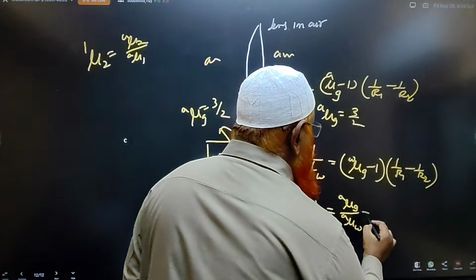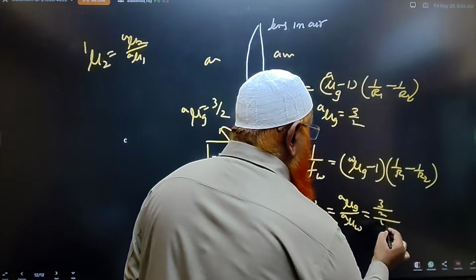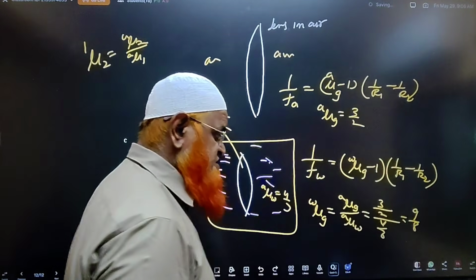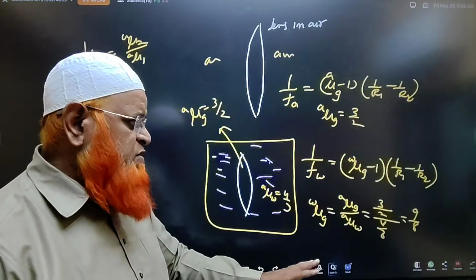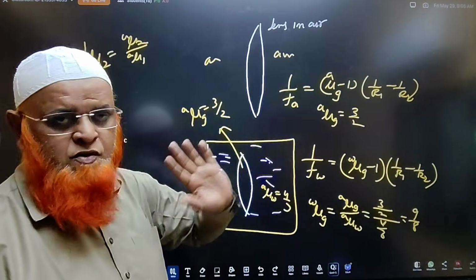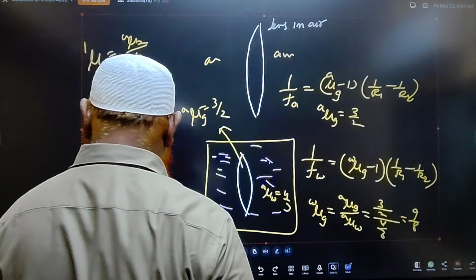So the refractive index of glass with respect to air is 3 by 2. Water with respect to air is 4 by 3. So 3 threes are 9, 4 twos are 8, giving 9 by 8. The refractive index of glass with respect to water is 9 by 8. And this one is directly in air, so 3 by 2. Is it understood what I am saying now? So simple it is.